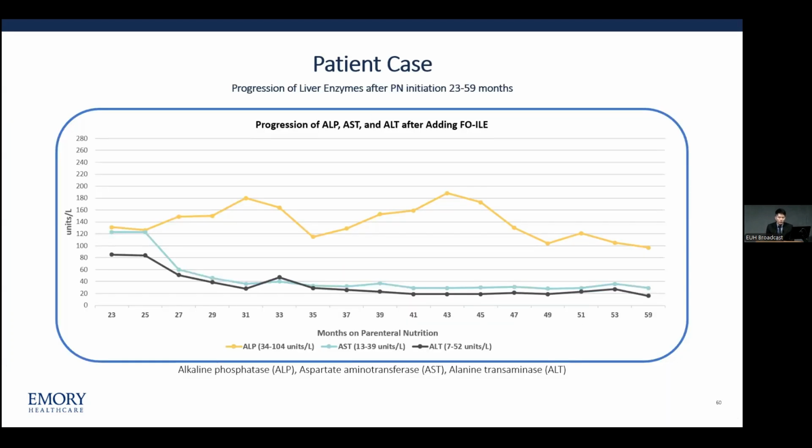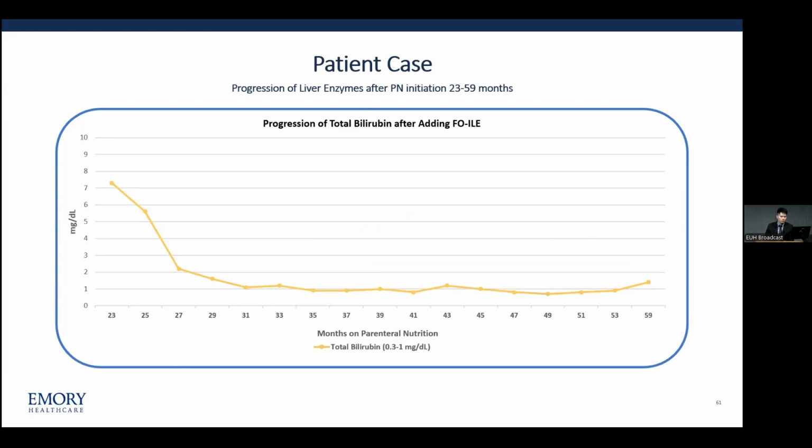With the incorporation of the fish oil into the PN plan, the patient's liver enzyme AST and ALT levels significantly decreased and remained stable at normal limit. Similar to the previous case report, the patient's ALP continued to fluctuate and never returned to normal limit. The total bilirubin also returned to normal baseline for the patient in approximately 8 weeks since the start of fish oil ILE. The patient is still receiving care with the NSC team and remains stable.